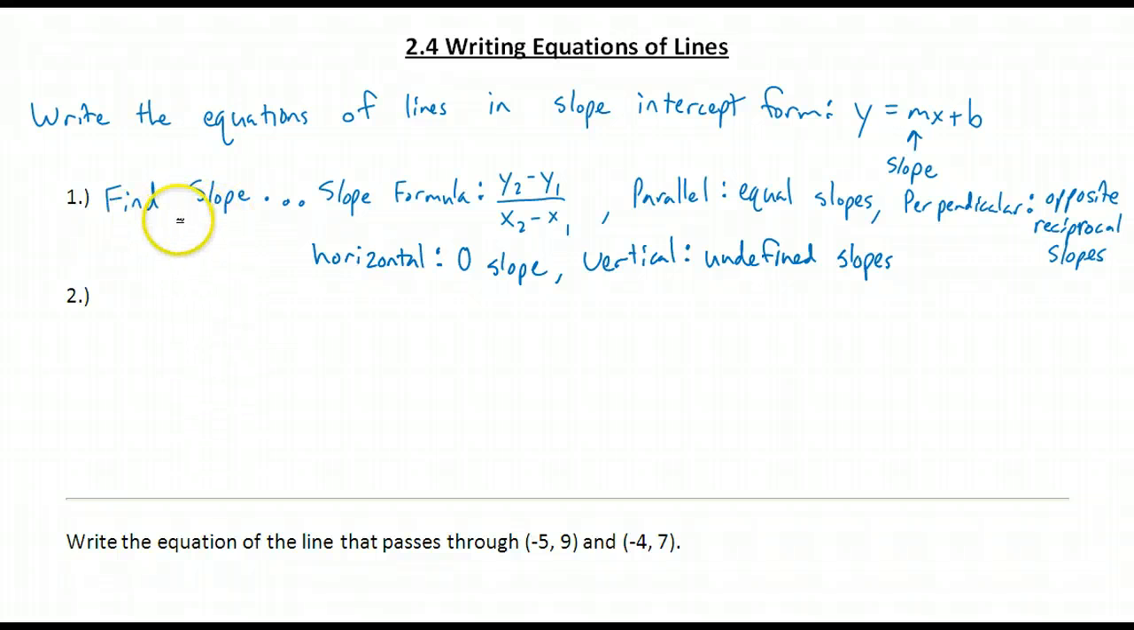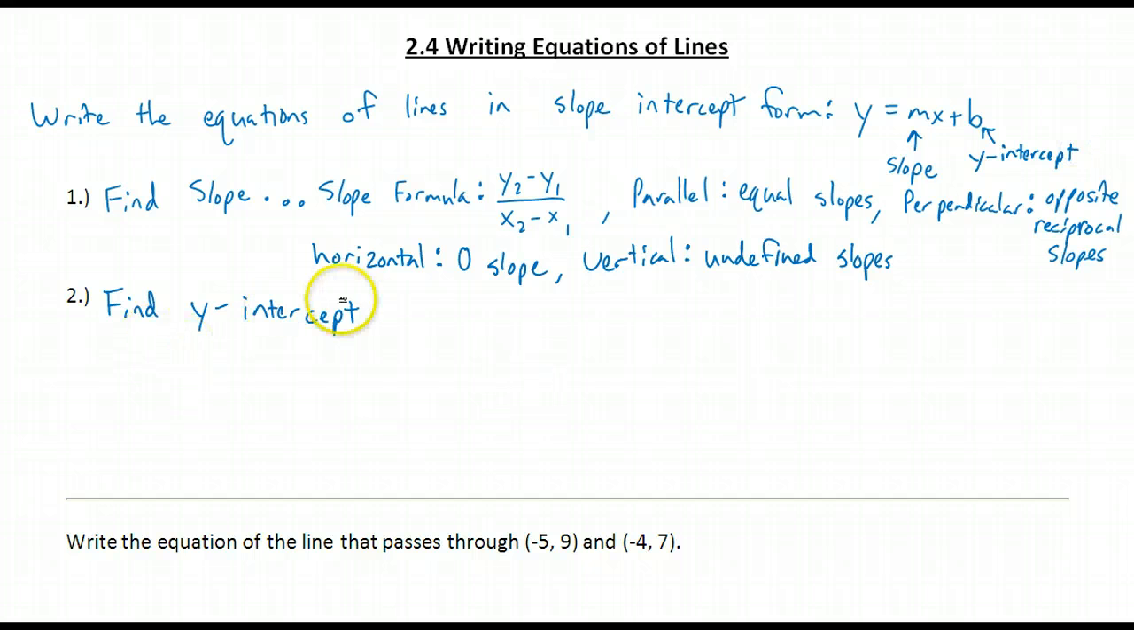After we found the slope in step 1, we need to find the y-intercept. The y-intercept is your b. There's 2 methods to find the y-intercept. Method 1 is the point slope formula.